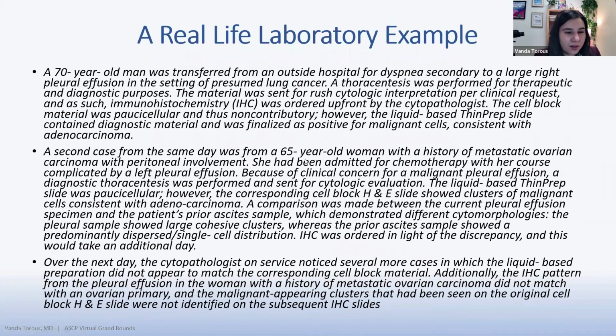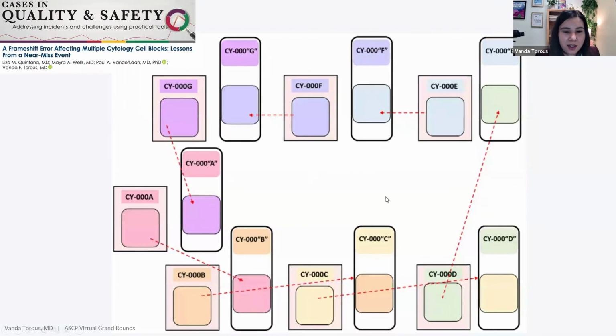Now, I won't go over this in detail, but this is a nice example of a real life laboratory example that we had. And I'll just summarize it in a nutshell by saying that there was basically a frame shift where the cell block slides were not matched to the thin prep slide. So the samples were not matched. It was a frame shift error where the cell block was placed on the wrong slide for each case. Now, in a case like this, and we actually published this, so if you want to read more about it, you could go there to get more information about this case, because I think it highlights a lot of the principles at play here.